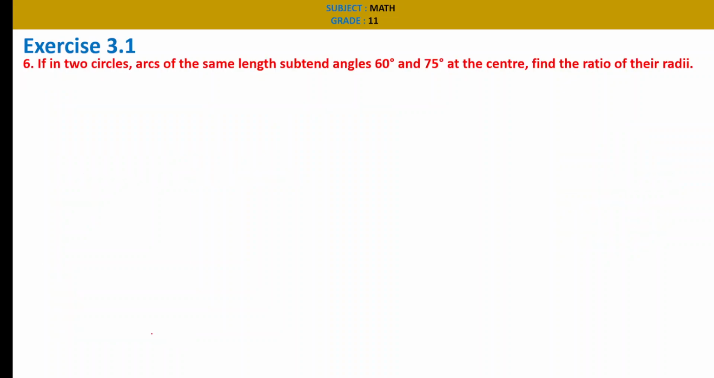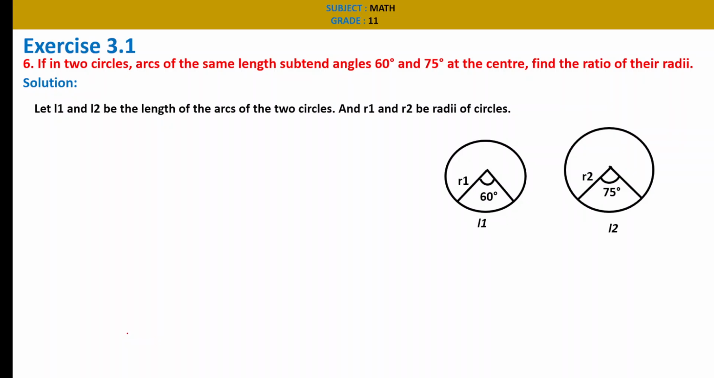Let us see question number 6. If in two circles, arcs of the same length subtend angles 60 degrees and 75 degrees at the center, find the ratio of their radii. Solution. Let L1 and L2 be the lengths of the arcs of the two circles and R1, R2 be the radii of the circles. For the first circle, R1 is the radius. For the second circle, R2 is the radius. It is clearly given that L1 is equal to L2 because the arc lengths are the same. For the first circle, it subtends 60 degrees, and for the second circle, it subtends 75 degrees.